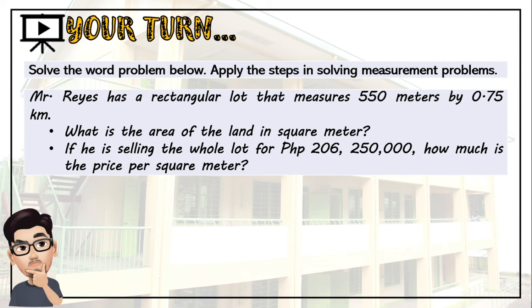Mr. Reyes has a rectangular lot that measures 550 meters by 0.75 kilometers. The question is, what is the area of the land in square meters? Next, if he's selling the whole lot for 206,250,000, how much is the price per square meter?